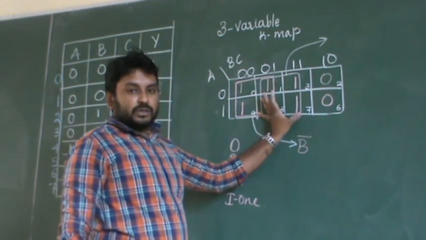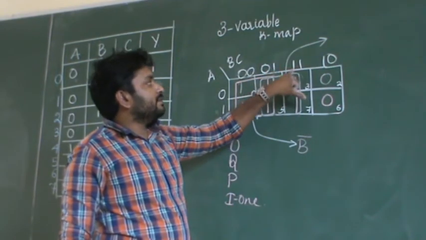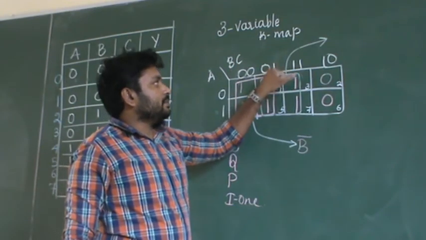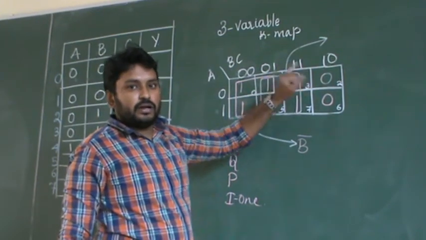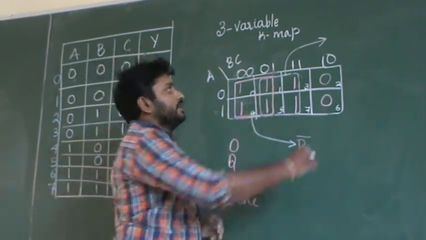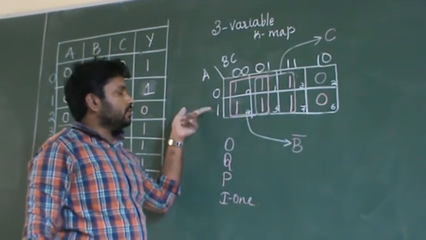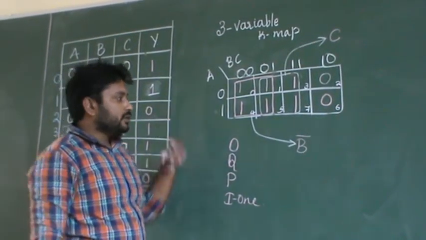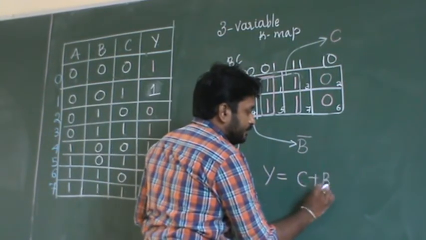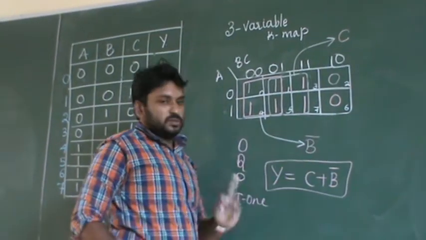Now come with respect to this quad. So if I am growing vertically, 0 and 1 will get cancelled, and that is with respect to B, and C will remain the same, that is 1 and 1. If the value has been retained like that only, it is 1 and 1. So therefore I have written it as C. And if you grow horizontally, 0 and 1 will get cancelled with respect to A. So therefore your answer is Y equals C plus B bar. Okay. C plus B bar. This expression plus this expression.